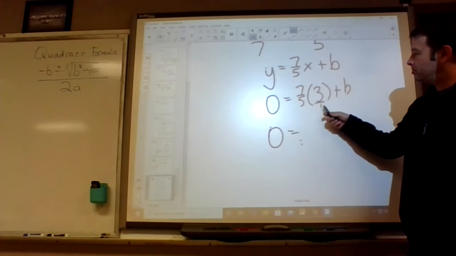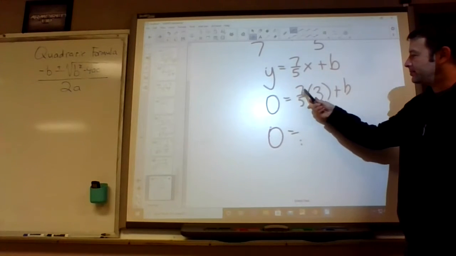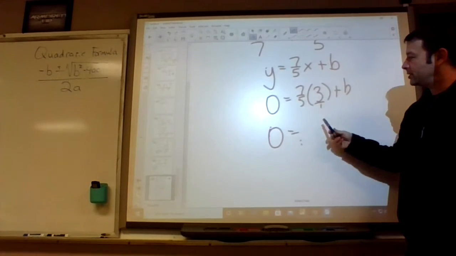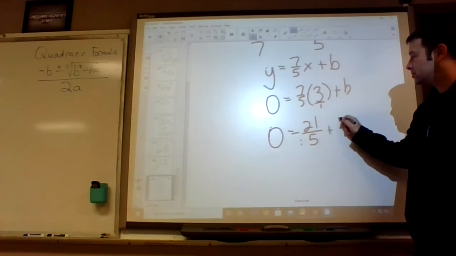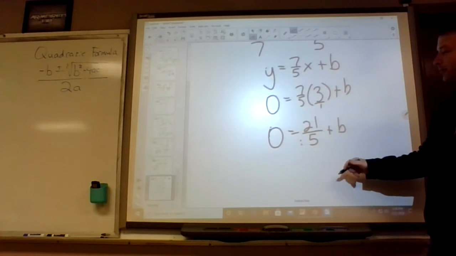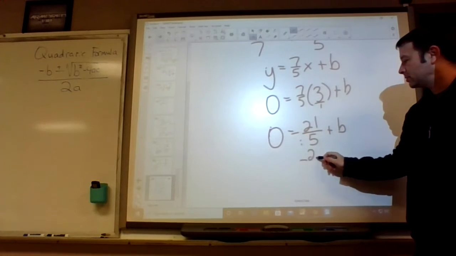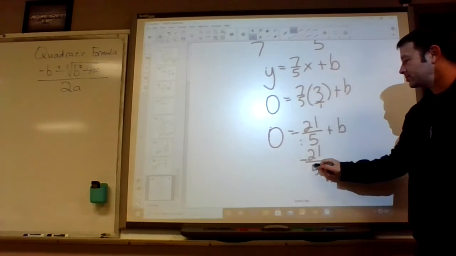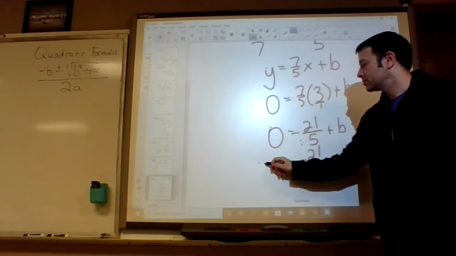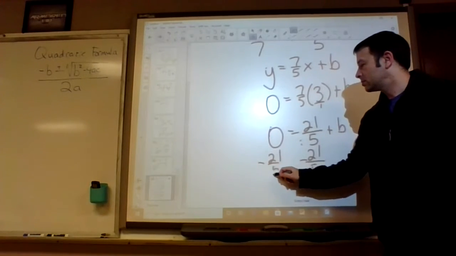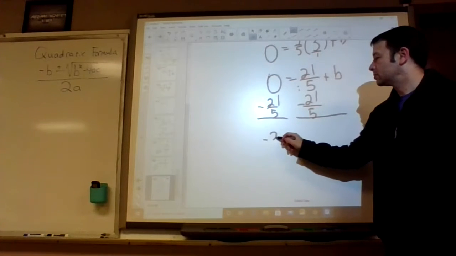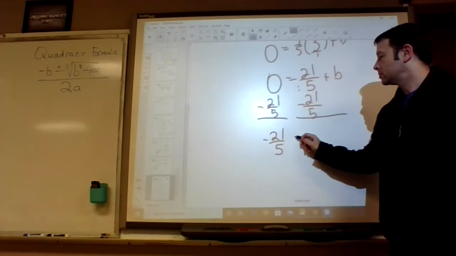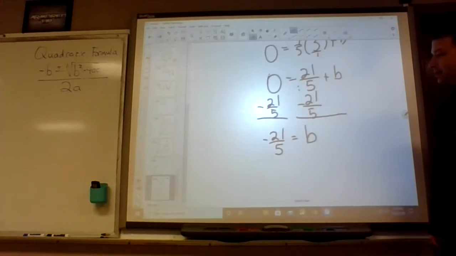You can do this without a calculator. It's just 3 times 7 basically, because 3 is like 3 over 1. So it's 21/5. You could change that to 4 1/5, but you don't have to. So to solve for b, subtract 21/5. So I got b is negative 21/5.